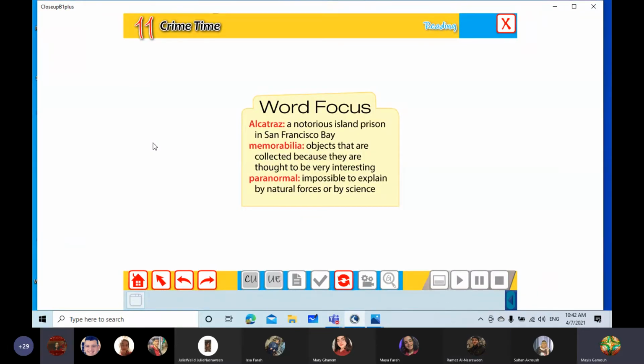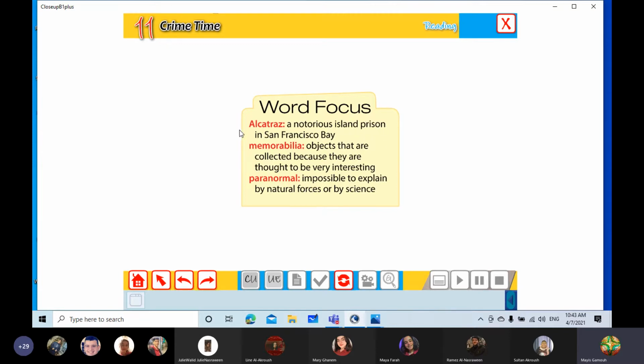Alcatraz, a notorious island prison in San Francisco Bay. And what do we mean by notorious? Teacher, we said no. I forgot the meaning of the word. Notorious. Who can help her? A bad reputation. Yes, it is something famous for a bad reputation in a negative way. Okay, something that is famous in a negative way. And why do we say that? Because we are talking about a prison.